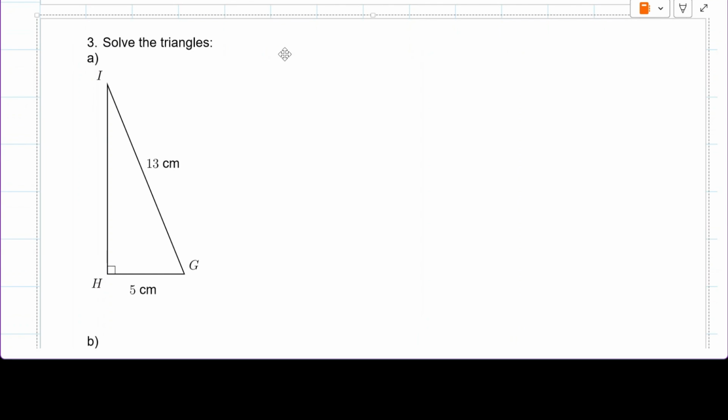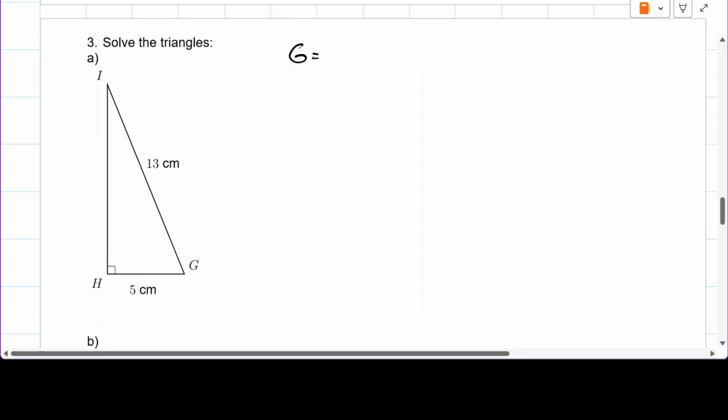So first thing I'm going to do is represent this in a graphic organizer. Maybe I can also label the sides, keeping in mind that the opposite sides are going to be opposite letters with the lowercase. So I know that angle H is 90 degrees. I also know that the side I is 5 centimeters. And then I also know that the side H is 13 centimeters. So first things first, let's find the side G.